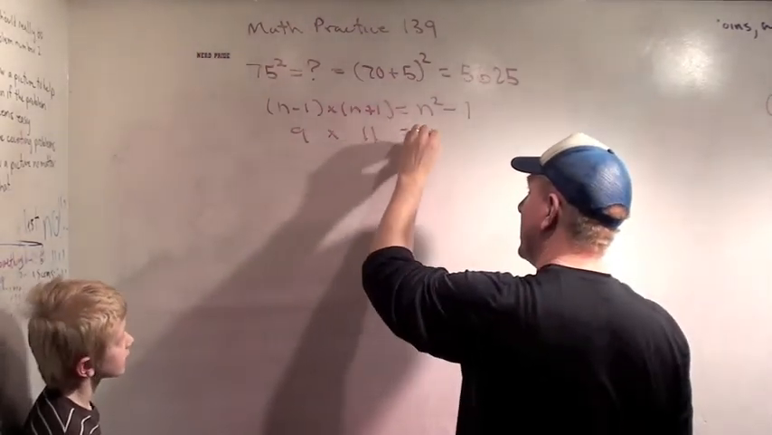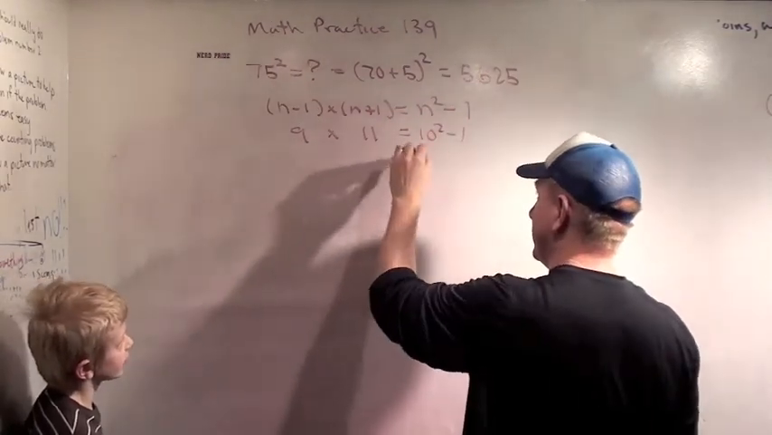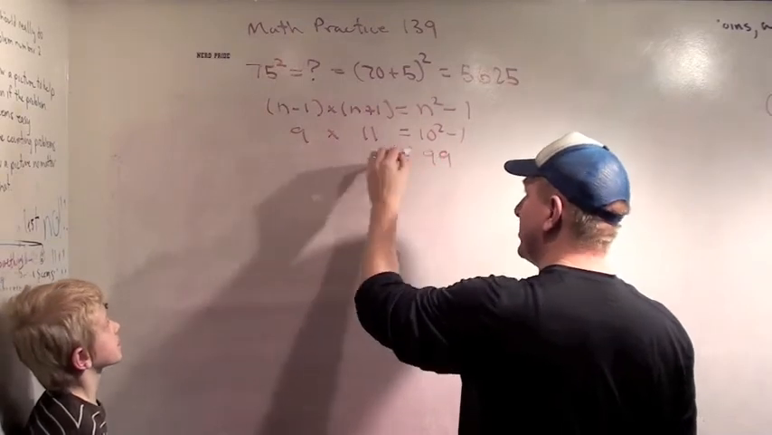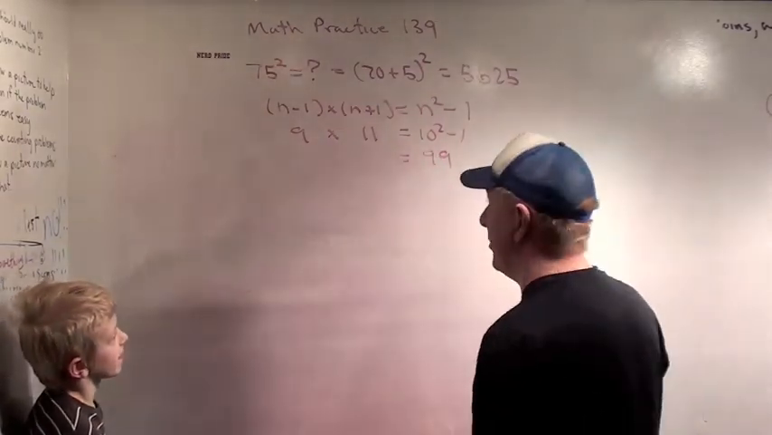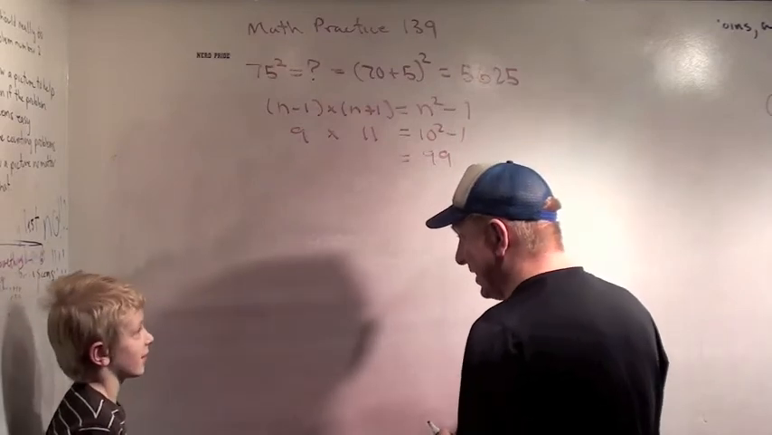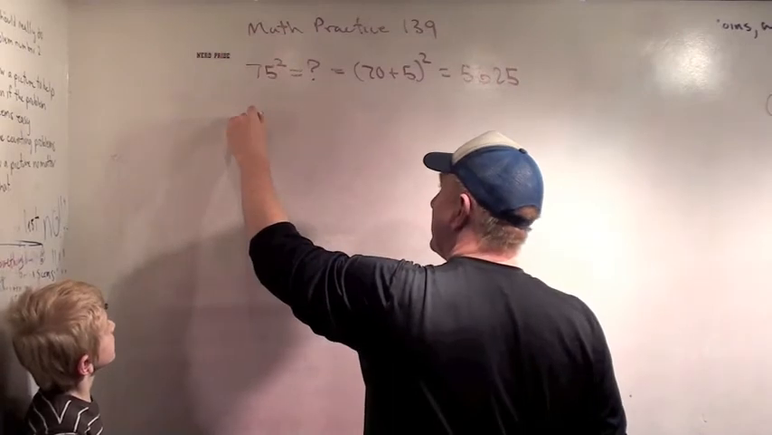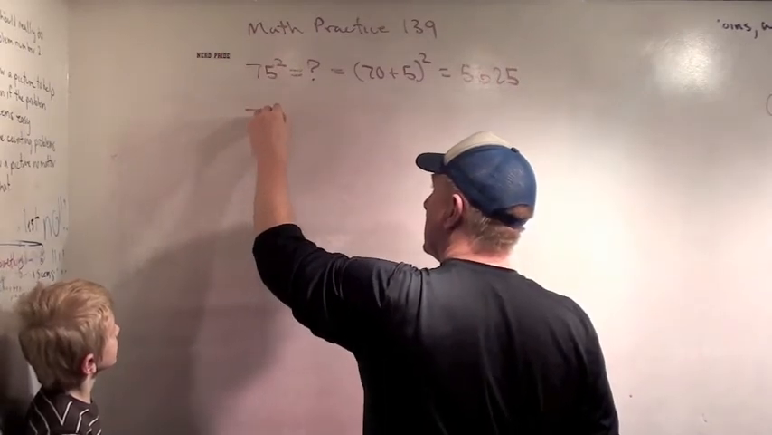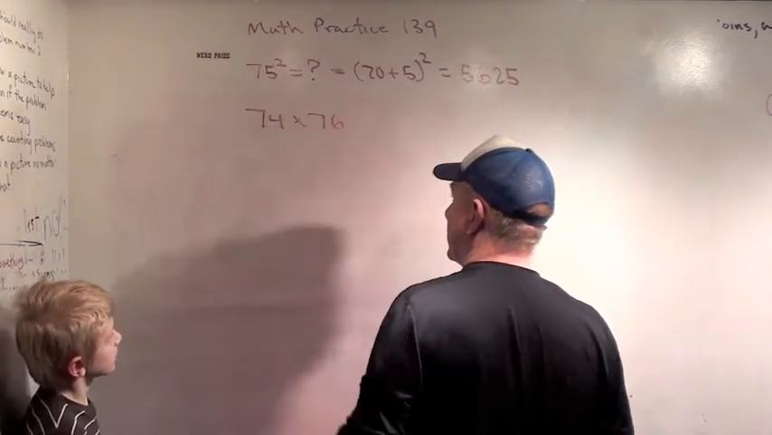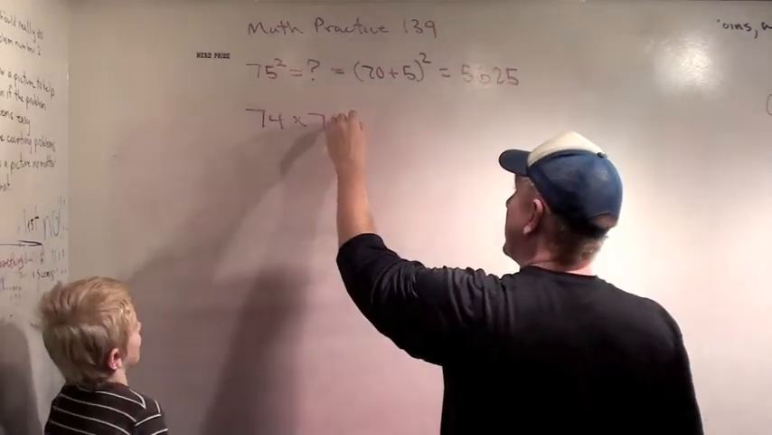This is 10 squared minus 1. What's 10 squared? 100. 100 minus 1 is 99. Is 9 times 11 99? Yeah. Okay. Now here's what they're talking about at Beast Academy today. Are you ready? They're going to ask us what is 74 times 76. Give me your scared face. Okay, 74 times 76.